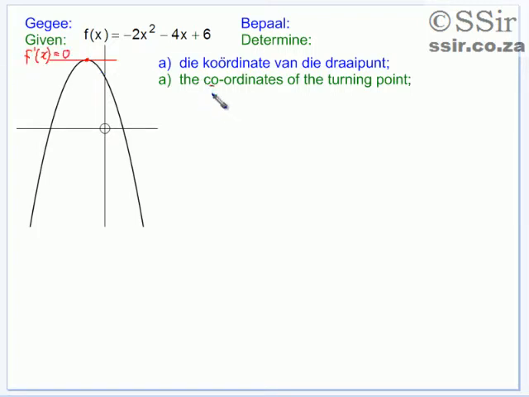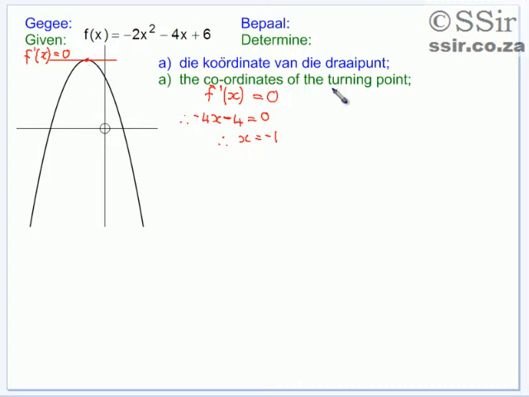The coordinates of this turning point we will determine by calculating f dash of x and making it equal to 0. To determine f dash of x, I differentiate f of x, and this gives us minus 4x minus 4 equals 0, and this leads to x equals minus 1. This means that when x is equal to minus 1, this graph will have a turning point.